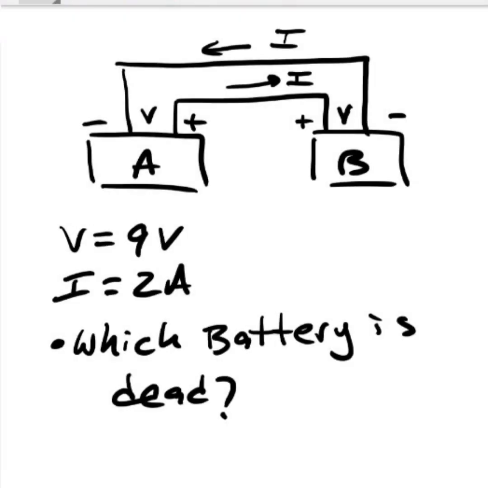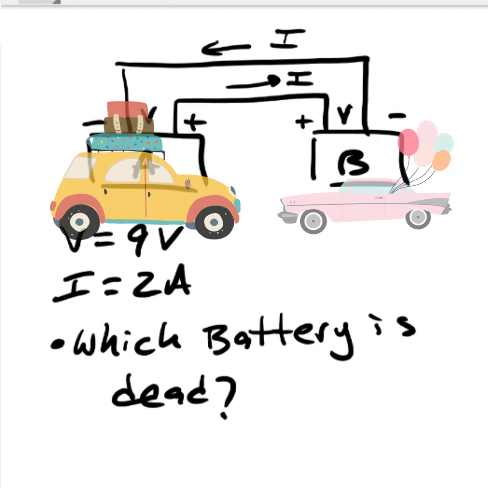Hey everybody, so here we are with another circuits problem. This one's a diagram. It is a circuit, but it's more of a diagram than anything. I have these two things, A and B. Both A and B are batteries. Let's say this represents a car connected to another car. Let's say a car is getting jumped.